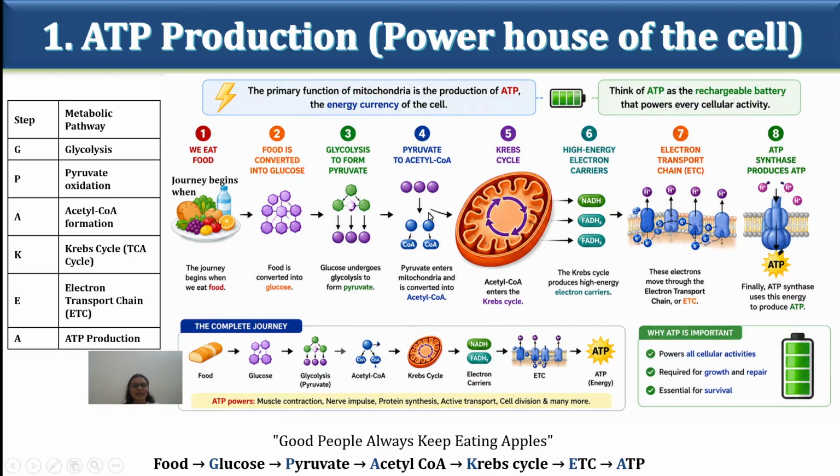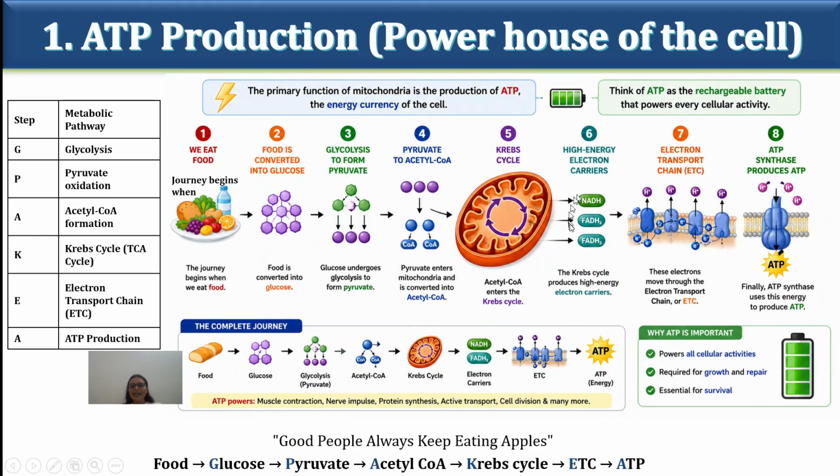The journey begins when we eat food. Suppose we are eating complex food. This food is first converted into glucose. This glucose undergoes the glycolysis process, and we know one glucose molecule is converted into two pyruvate molecules, right? This pyruvate enters the mitochondria and is converted into acetyl CoA, and this acetyl CoA enters the Krebs cycle, right?